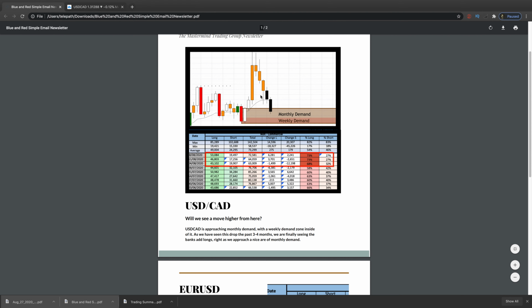But as you can see, my thought process here, we see a move higher from here. USDCAD is approaching monthly demand with a weekly demand zone inside of it at the extreme. As we have seen this drop the past 3 months, we are finally seeing the banks add longs right as we approach a nice area of monthly demand. So I am going to be looking to go long on USDCAD.